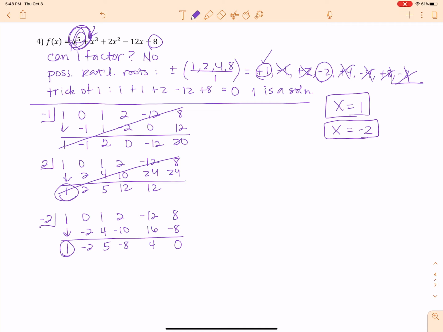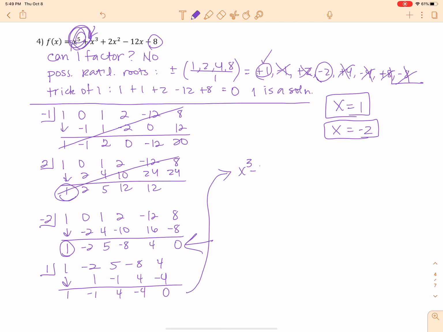Okay, so what I'm going to do, I'm going to try the 1 again, but I'm not going to do it from the beginning. I'm going to try it from where I ended, right here. Otherwise, this does me no good. All right, so here's what I'm going to do. I'm going to bring down the 1. That gives me 1, negative 1, negative 1, 4, gives me 4, negative 4. Okay, now I'm in a position to do this. I've got 1x to the 3rd minus x squared plus 4x minus 4.